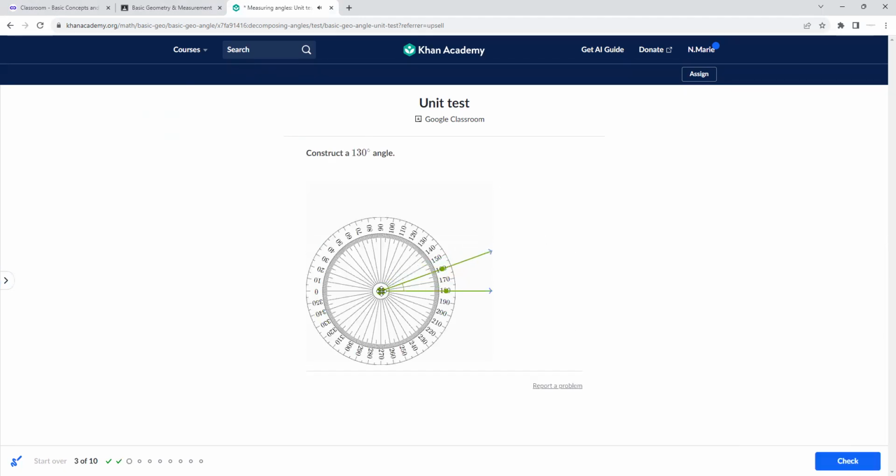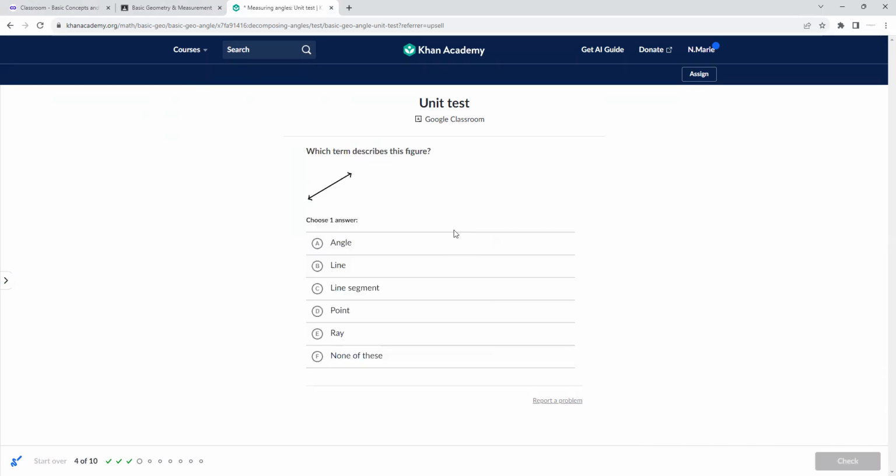Construct a 130-degree angle. So we're going to start at the 0 and go to 130. You can also start at like 100 and add 130 to that, as long as you construct a 130-degree angle. This here is a line, right? Angles look like this. Line segments have the two endpoints. We know this is a point, and rays look like this. So know the difference between all of these, like I mentioned earlier.